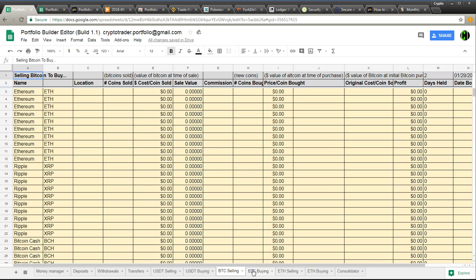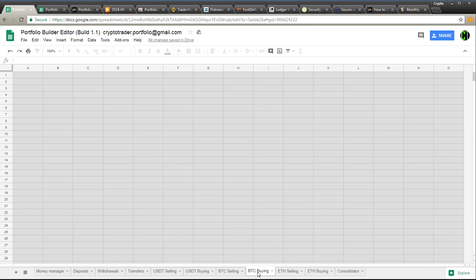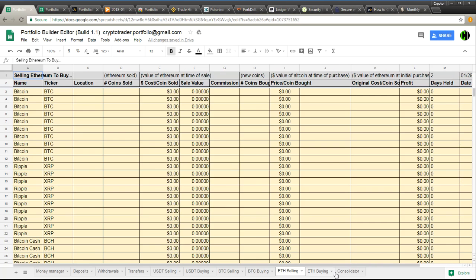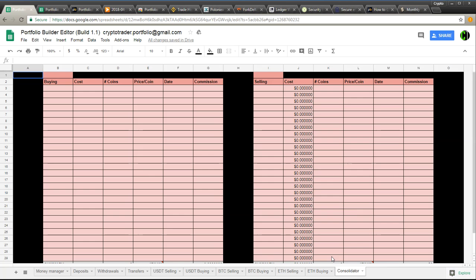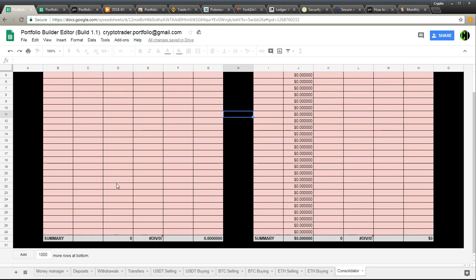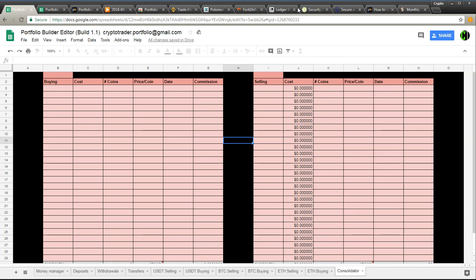I'm going to go into detail on how to export your trades and locate it, as well as input it into the database. And then it just repeats: Bitcoin buying, Ethereum selling, Ethereum buying. And for those of you who have to consolidate trades, this little tool will automatically sum up a whole chain of trades and turn it into one input.